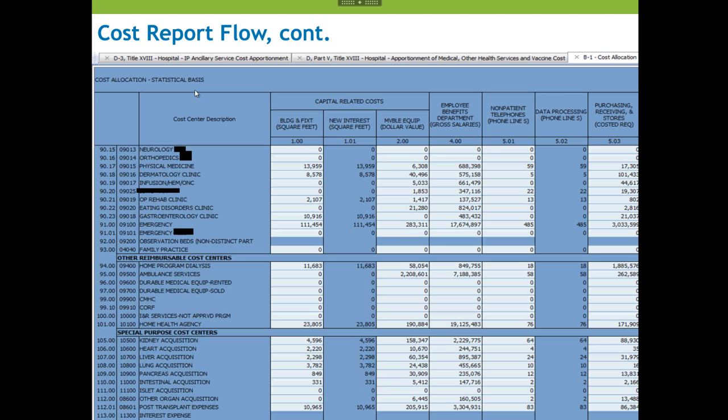Here's an example of B-1. These are all the types of statistics this particular provider is using and the quantities of those statistics.